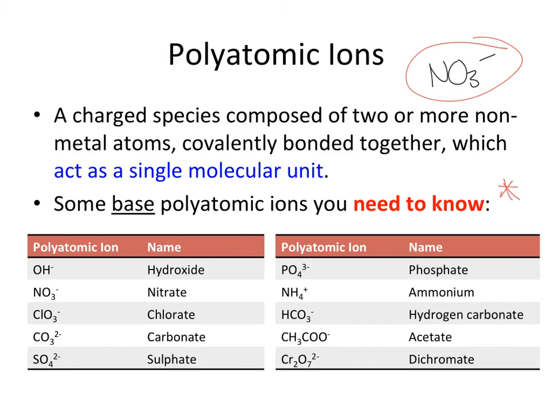Hydroxide, nitrate, chlorate, carbonate, sulfate, phosphate, ammonium, hydrogen carbonate, acetate, and dichromate. We're going to be working with these a little bit later when we talk about oxyacids. So make sure that you commit them to memory before then, and also before our ionic lesson, as we're going to be using them quite extensively there. So these are called our base polyatomic ions. We can change the number of oxygens on this, and we'll see how we do that a little bit later.